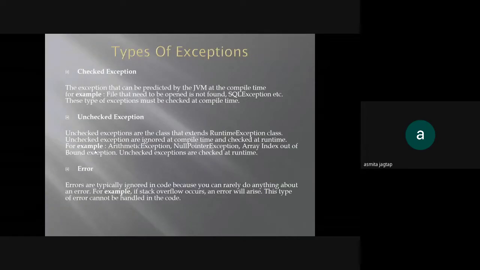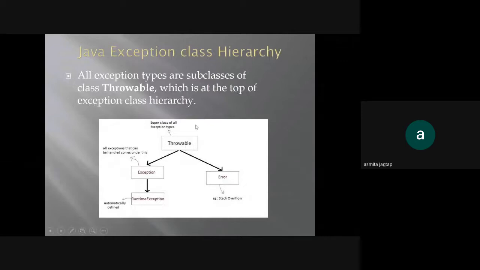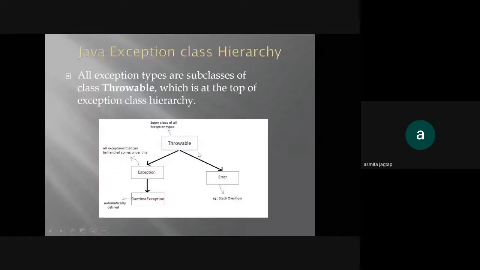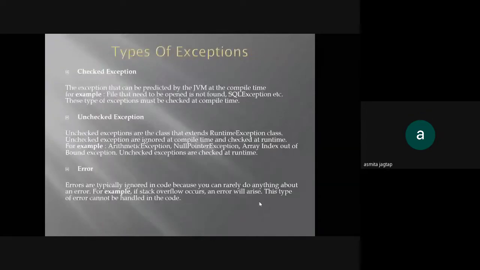So the next is types of exceptions. The types are checked exceptions, unchecked exceptions, and errors. Firstly, the main class is the Throwable class, which is the super class of the Exception class. From this Throwable class, we have Exception as a base class, and the Throwable class also has Error, such as stack overflow error. These are errors. We can't do anything with the errors. They cannot be handled.